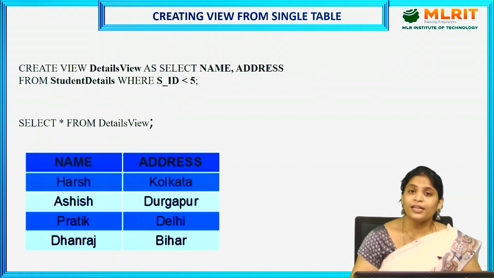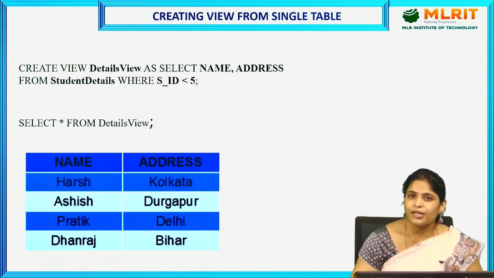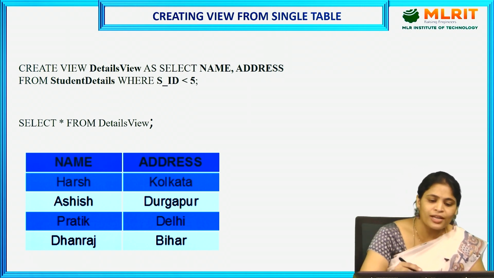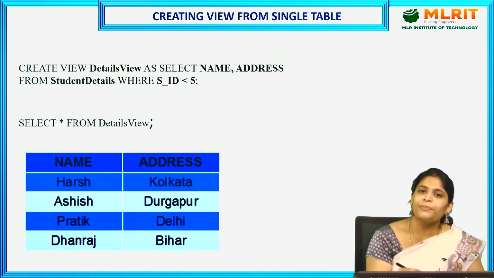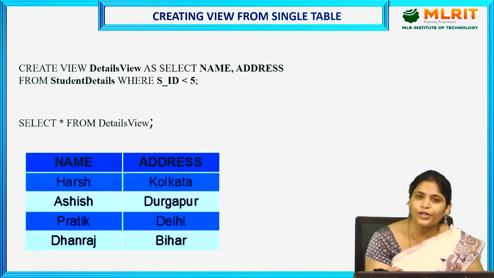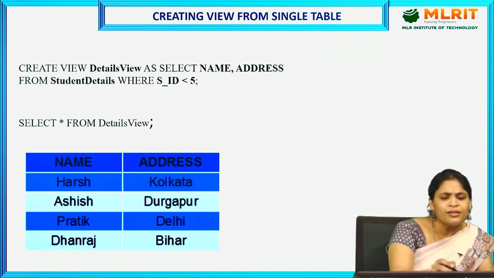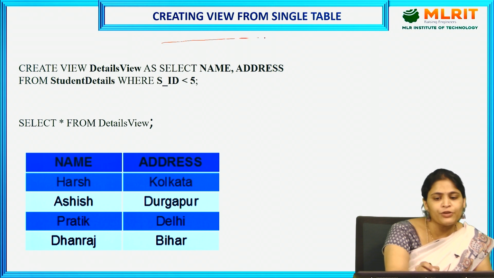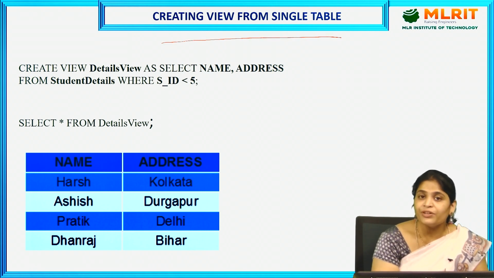Next, we can create a view from a single table or from multiple tables. If we create a view from a single table, that is called a simple view. If we create a view from multiple tables, from one or more tables, then that is called a complex view. So here, what is our topic now? Creating a view from a single table. That means to create a view, we are referring only one table.